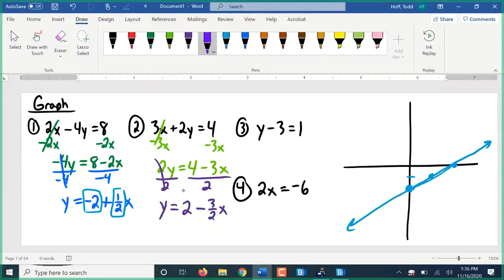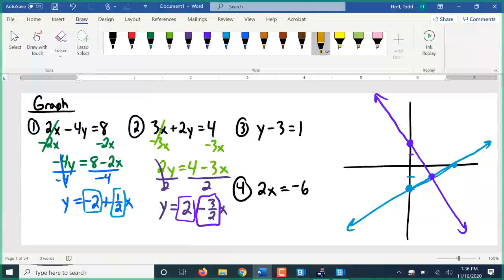So when we graph this, we have the 2 as our starting point. That's what's been added or subtracted here. Tells us we start out at positive 2, so 2 above the origin is our first point. Then we have a slope here multiplying x of a negative 3/2. Remember, the negative always goes with the rise, which means from this first point we go down 3. Then we still run left to right 2. That gives us our second point. Our line goes through those 2 points.